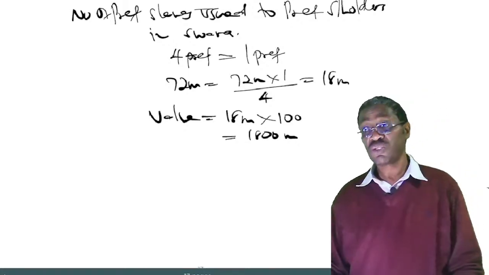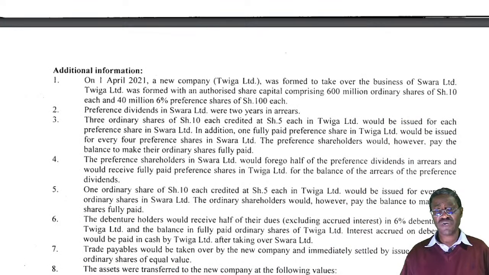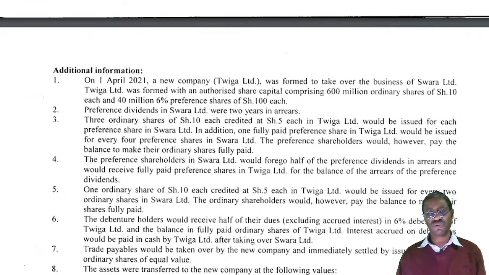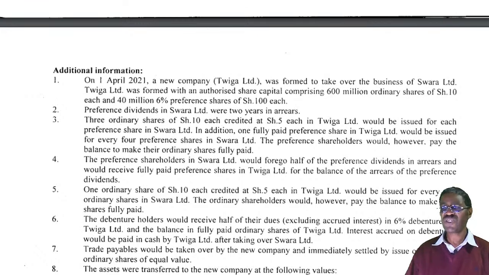We are still looking for what you, as Swara, are giving. That's all for note number three. Number three went on to say the preference shareholders would, however, pay the balance to make their shares fully paid. That's okay. We go to number four. Number four says preference shareholders in Swara would forgo half of the preference dividends in arrears and would receive fully paid preference shares in Twiga Limited for the balance of the arrears.